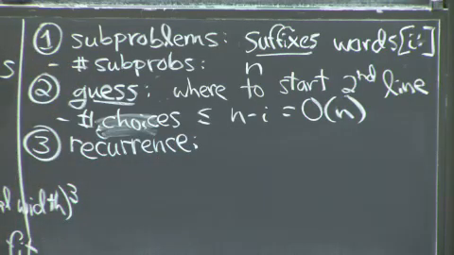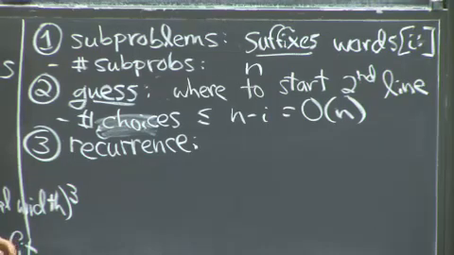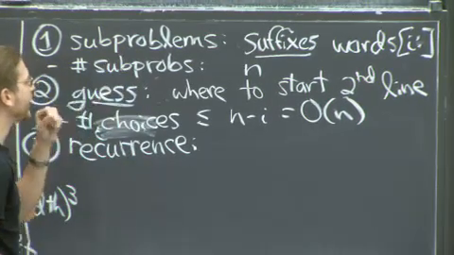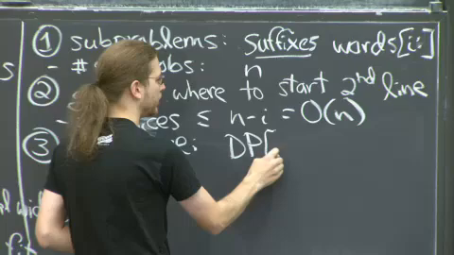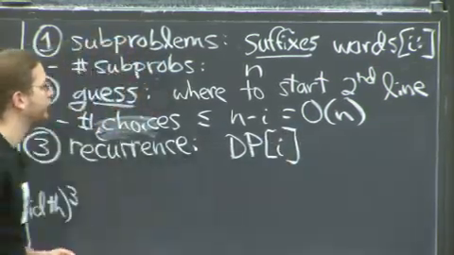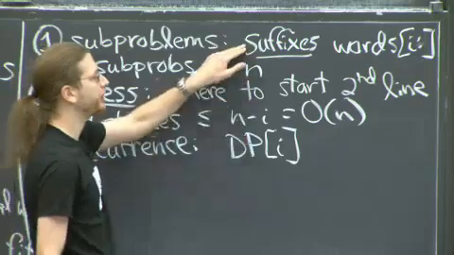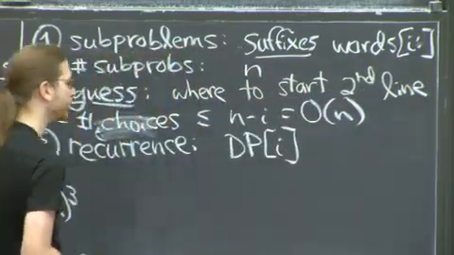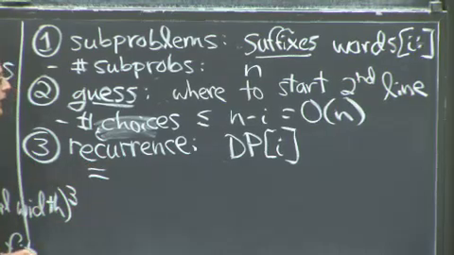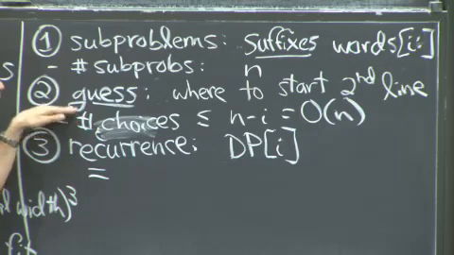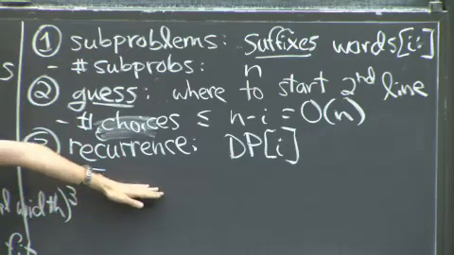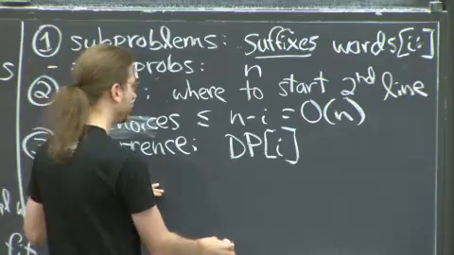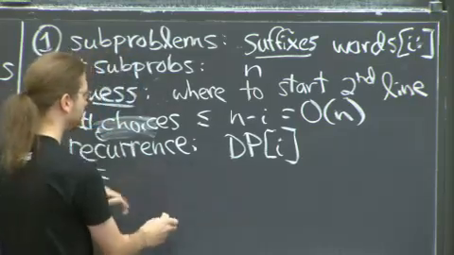I claim this is very easy. I didn't give this problem a name, so I'm just going to write it as dp of I. This is going to be the solution to that suffix, words from I onward. What I want to do is consider all possible guesses. This is going to be pretty formulaic at this point. After I've set up these ideas, there's pretty much only one thing I can write here, which is I want to do a for loop.